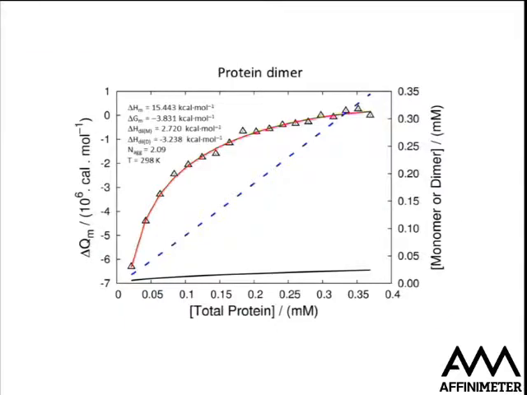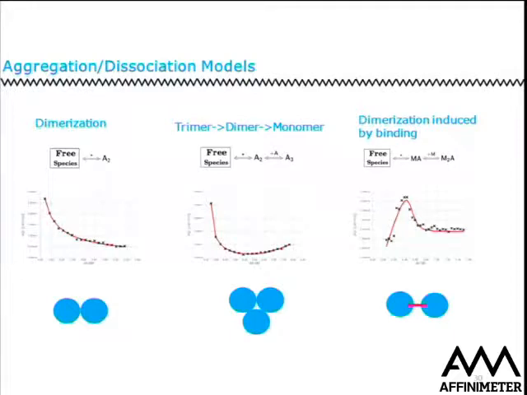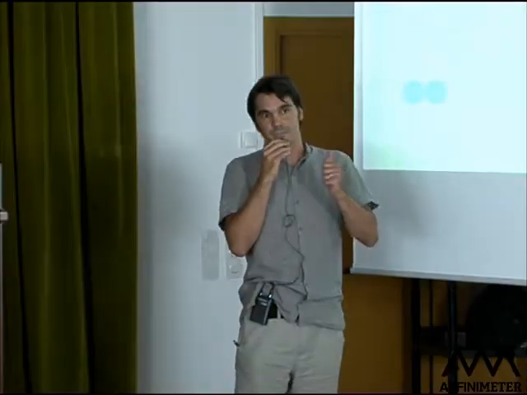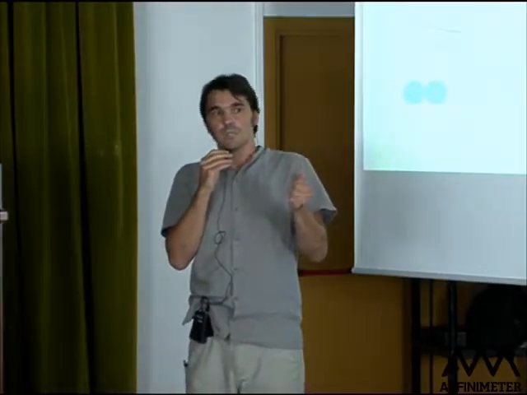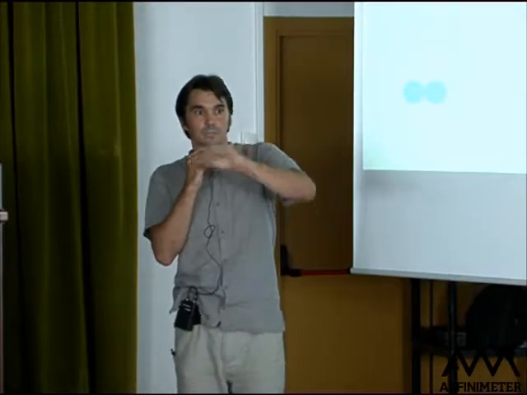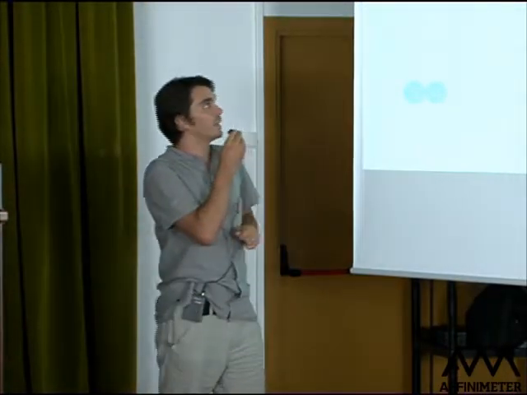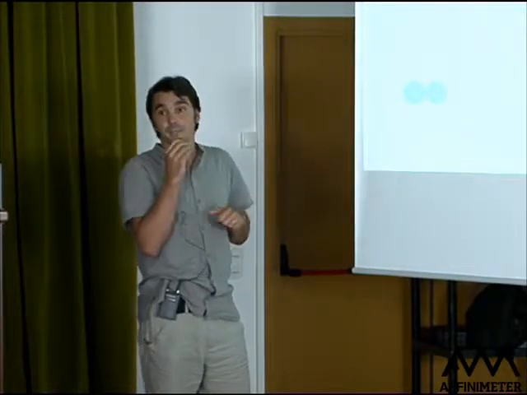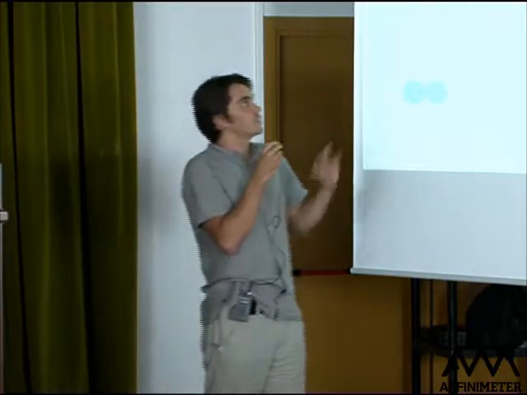But AFFINImeter is very flexible in designing models, so you can create a dimerization model, a very simple one, but there is also no limitation in the number of aggregates. So you can create a model where you have dimers and trimers. Or you can combine aggregation with binding models. For instance, there are some ligands that work as a linker. They first bind to a macromolecule, and they work as a linker to other macromolecules. So this is a dimerization induced by binding, right? Or it could be the other way around.